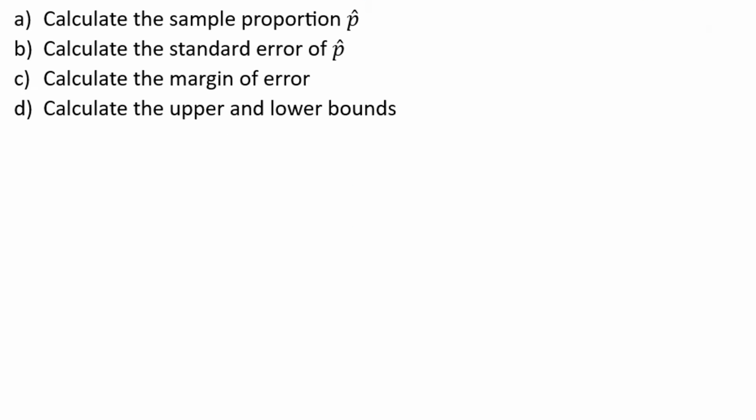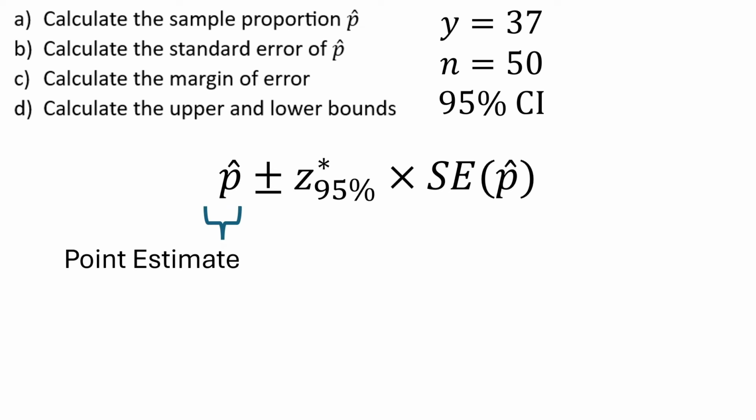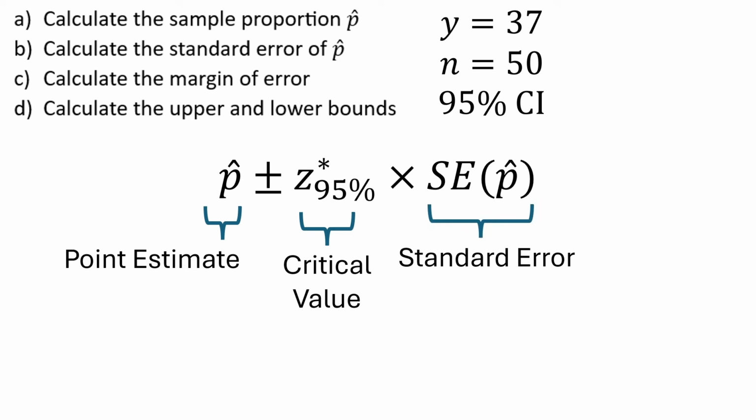So first we're going to collect our data. So we have 37 sweet apples out of a sample size of 50. We're going to make a 95% confidence interval. And what we need to do in the end is to calculate a point estimate plus or minus a margin of error, that margin of error being the product of a critical value and a standard error. So we need to calculate p hat and also the standard error of p hat.